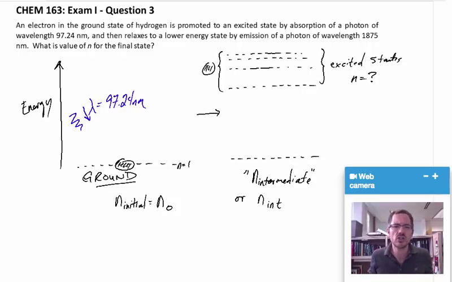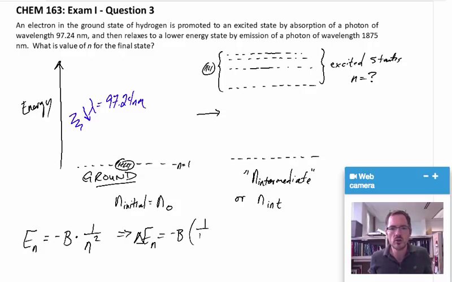Now, according to my formula sheet, I know that the energy of some quantized level is a negative B constant times 1 over that energy level squared. So if I wanted to look at the change in the difference of those energies, it'll be negative B times 1 over N final squared minus 1 over N initial squared. So like I mentioned, I'm not going to use final for this first step. That N final now becomes N intermediate. And I will be looking for that difference in the energy levels here.